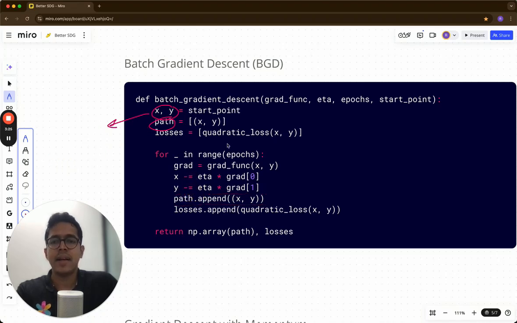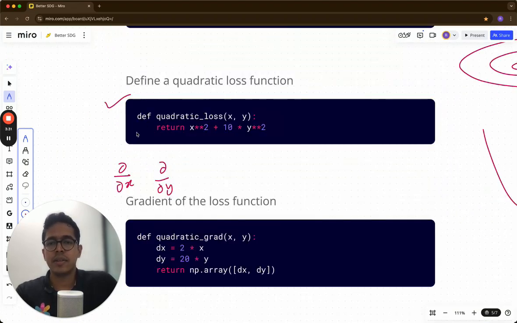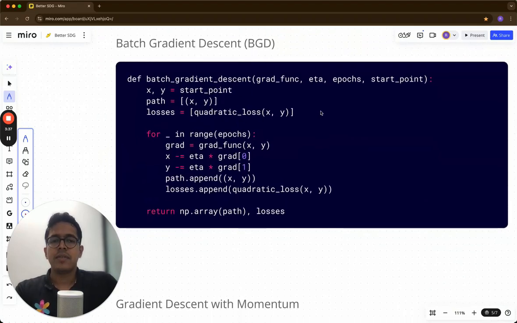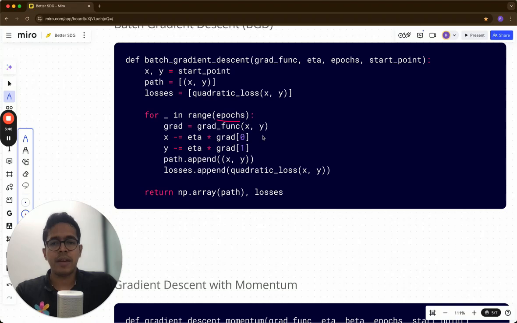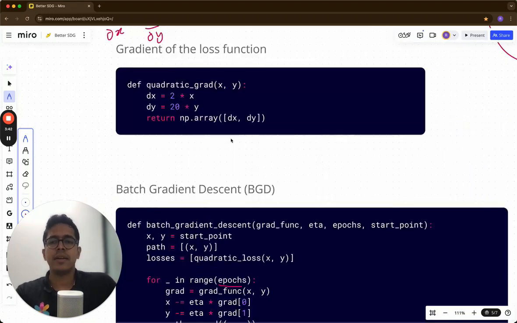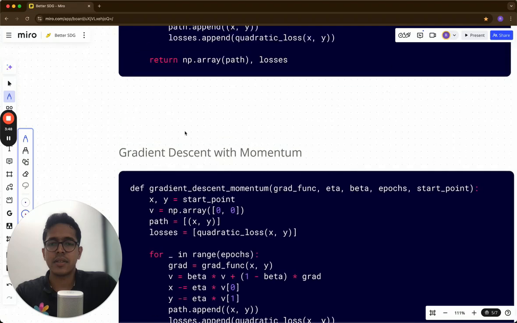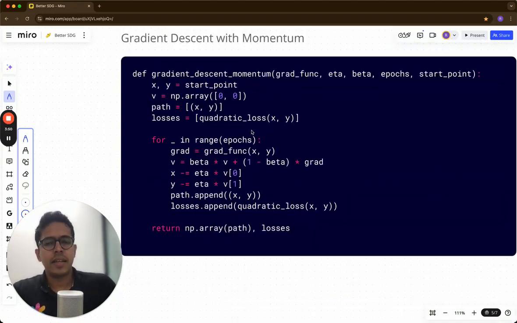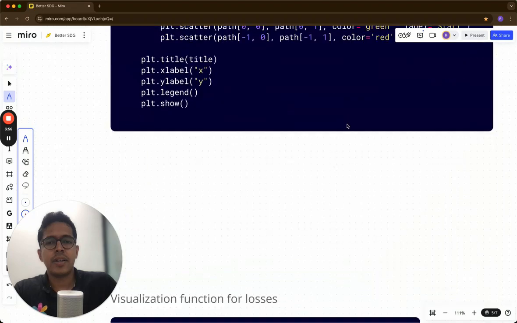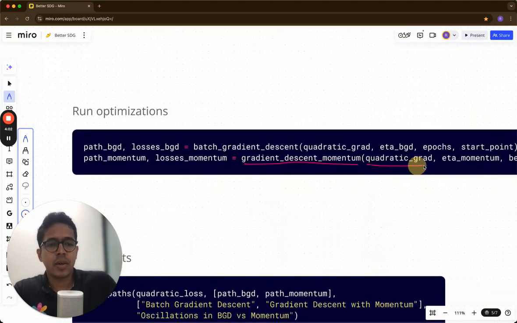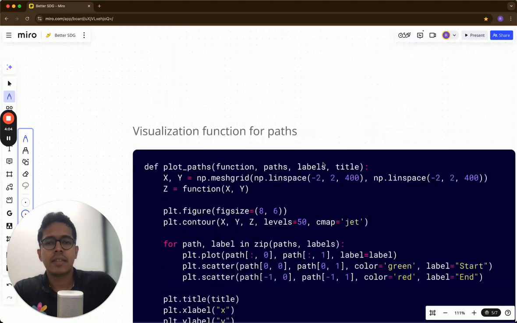Just understand that. And then the losses we are calculating based on the quadratic loss. Where is the quadratic loss? Here. This is the loss function, right? This is fairly easy. Now what we are doing is running for whatever number of epochs we define. First we calculate the gradient. The gradient is called grad. Where is that grad function? The grad function is nothing but whatever we are passing into the gradient descent. And what are we passing into the gradient descent function? It's written down here. Wherever we call the gradient descent function, we are passing the quadratic grad function. The quadratic grad function we had defined over here.